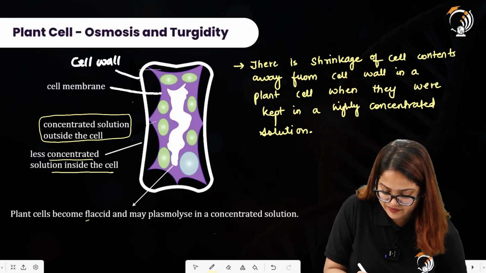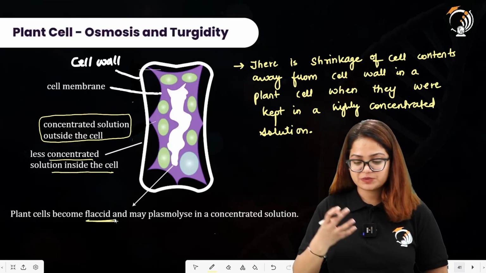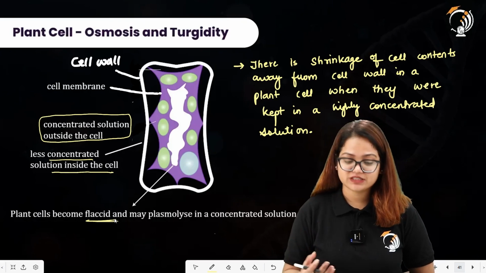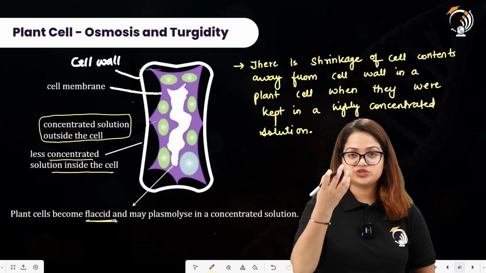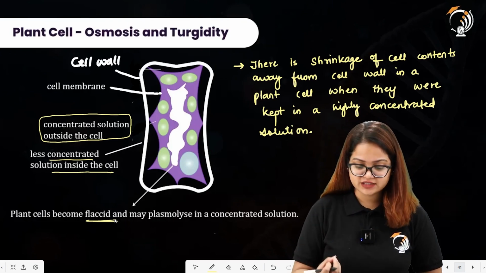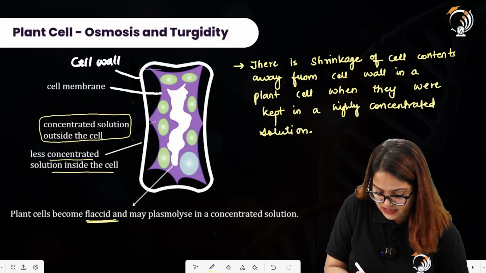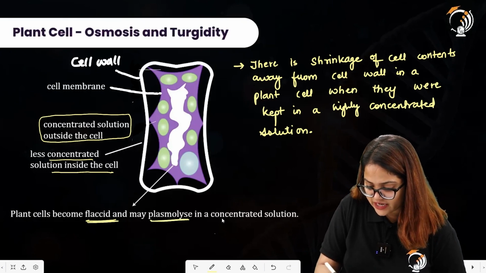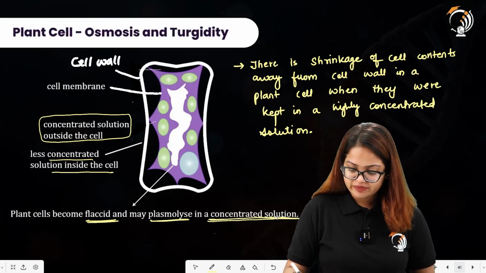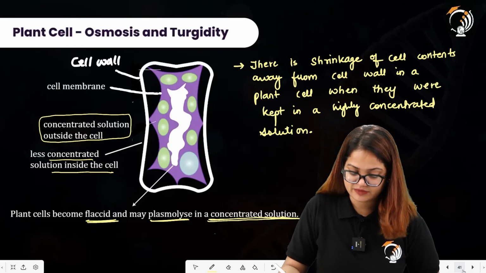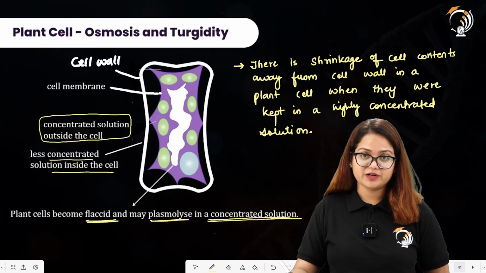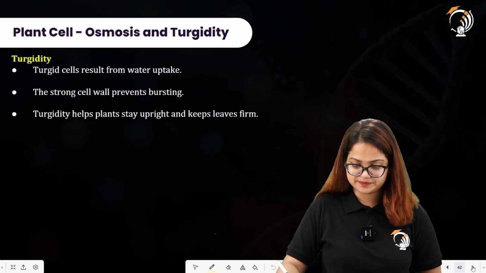So the plant cell has become flaccid. So how do we tell that the plant cell has performed the process of plasmolysis? Basically the cell has shrunk in size, or you can say that the cell size has shrunken. So we mean that the plant cell is flaccid and may plasmolyse in a concentrated solution. Alright, so this is what we mean when the plant cell is placed in a concentrated solution, compared to the solution that is present inside the cell.